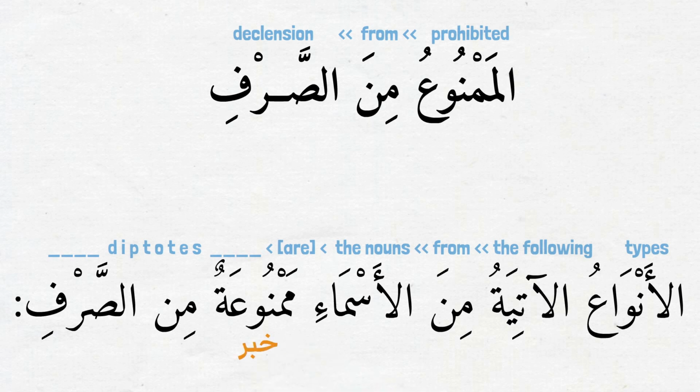Notice here the khabar mamnu'atun is coming as mu'annath because al-mubtada al-anwa'u is jam'u ghayr al-aqil, irrational plural noun. We have 6 categories of ism given in the list that belong to al-mamnu' min al-sarf. Let's see what they are.